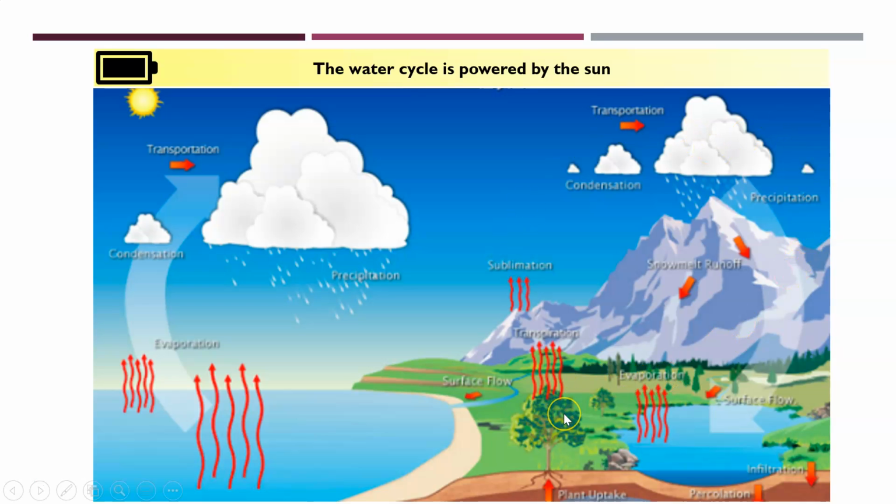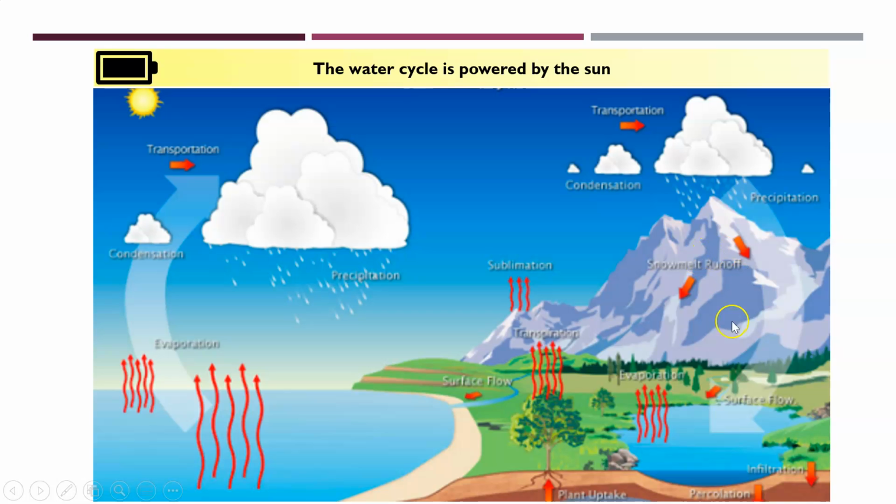We also have plants. Plants do something we call evapotranspiration. They take up water from the ground, then they transpire. It's plant breathing, so they release water back into the atmosphere, which then gets put back into clouds and moves around.